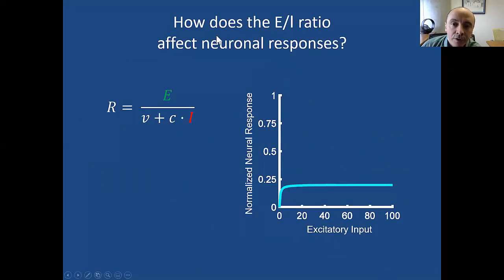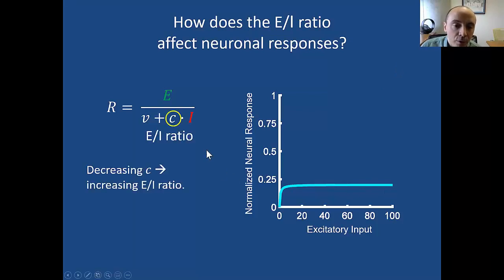So how does the EI, or excitation to inhibition ratio, affect neural responses? Here's an equation describing the activity of one of the neurons in this kind of network. On the x-axis of this plot, we have the excitatory input, so how strong is the visual input against how strong is the neural response. And as a consequence of divisive normalization, the activity doesn't grow boundless, it saturates at some level.